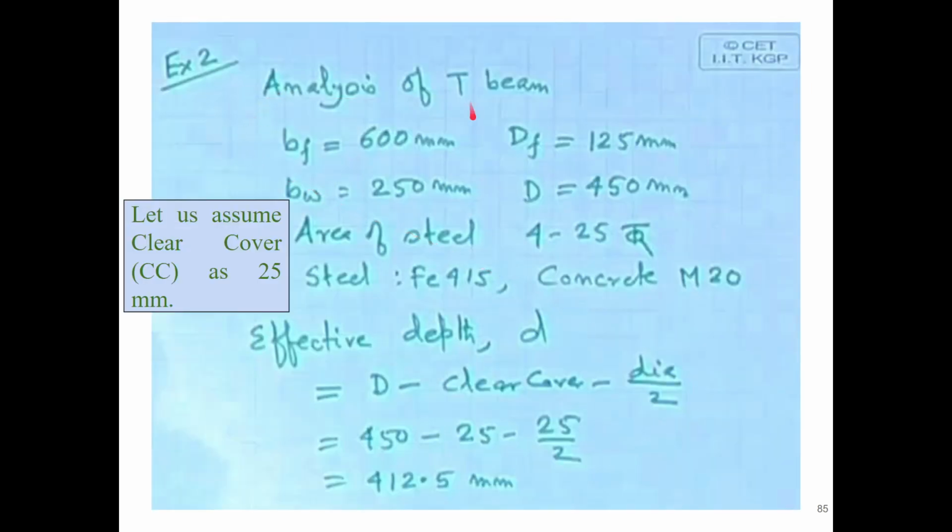Again we need to analyze a T-beam having a width of flange 600 mm, depth of flange 125 mm, width of web 250 mm, overall depth 450 mm, area of steel 4 bars of 25 mm diameter, steel Fe415 grade, concrete M20 grade. Let us assume clear cover as 25 mm. So the effective depth d is equal to capital D minus clear cover minus half diameter, that is 450 minus 25 minus 25 by 2, so it is 412.5 millimeter, right?